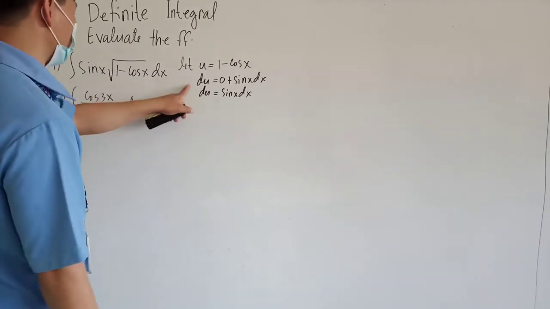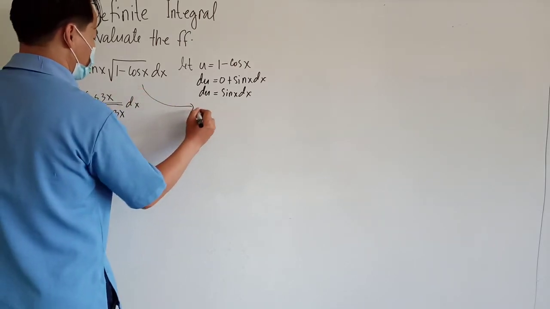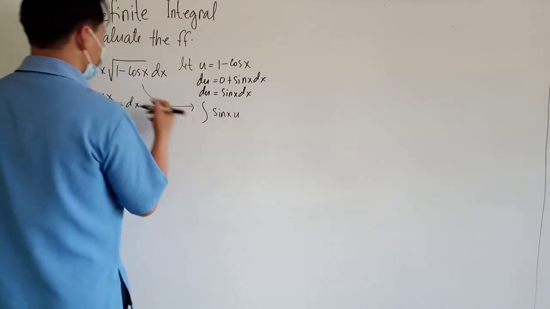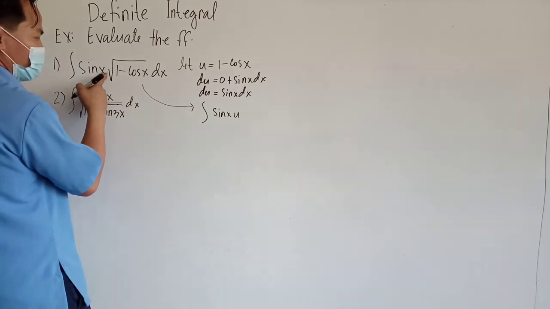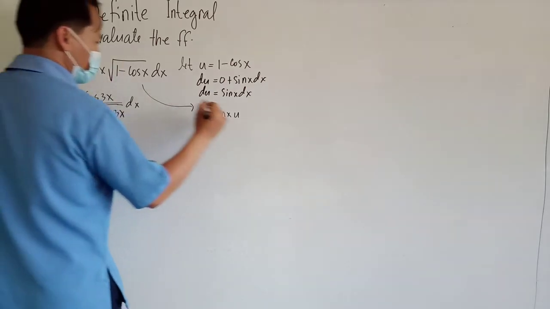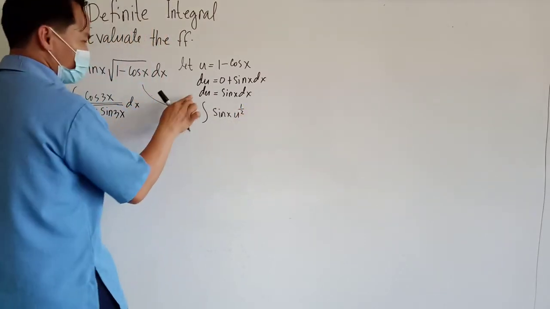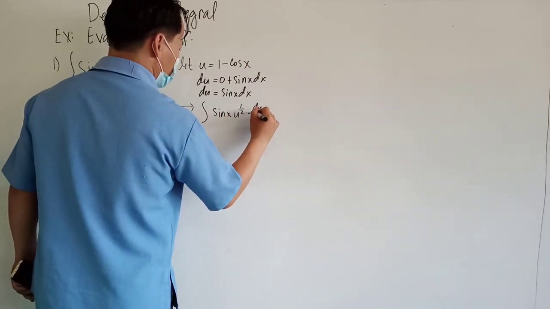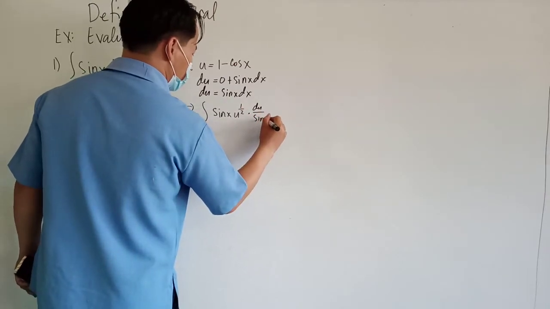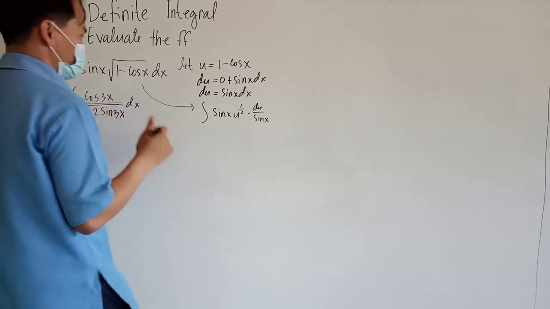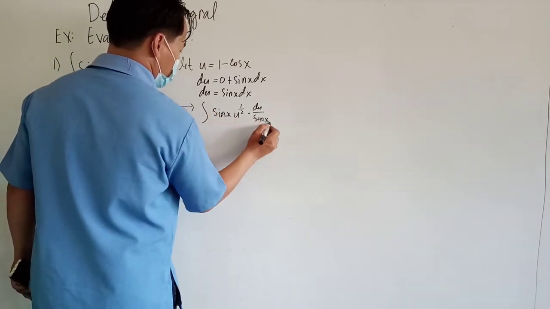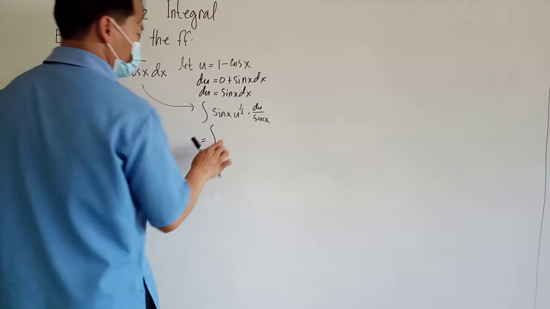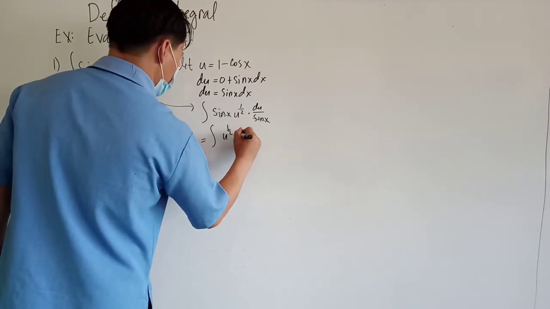Therefore, we can now simplify using these given quantities. This will become the integral of sine x times u, because we let this be u, but we have the radical here, so that is equivalent to the power of 1/2. Then dx is equivalent to du over sine x. Then we simplify. We know that sine x will be cancelled out. So the answer we have here is the integral of u to the power of 1/2 du.